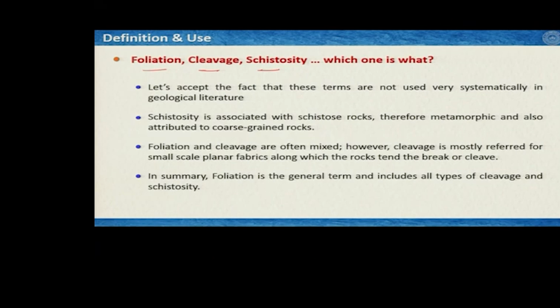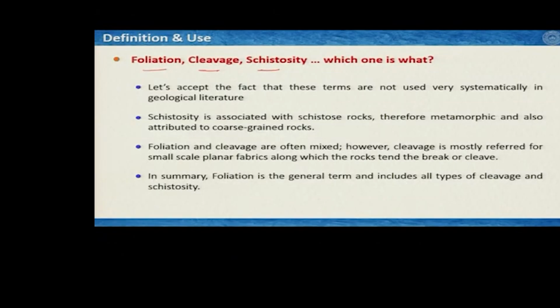However, in this slide we will try to more or less describe which one is what, to have a better understanding. Having said that, these three terms are still not used very wisely and systematically, because it is just a legacy that we are following as structural geologists. Now, schistosity, let us first focus on this term, is associated with schistose rocks. So, it is related to metamorphic rocks, and it is also attributed to coarse grained rocks.